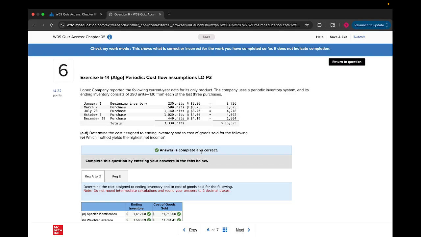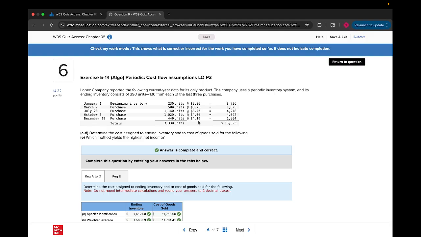All we're told here is that we need to take the ending inventory from the last three purchases. Remember this part that said 130 for each of the last three purchases? The last three purchases are right here, 28, 3, 19. These have a lot of units, but we're not going to be looking at that. We need to take 130 from each of these, multiply it by the price, and see what we get.